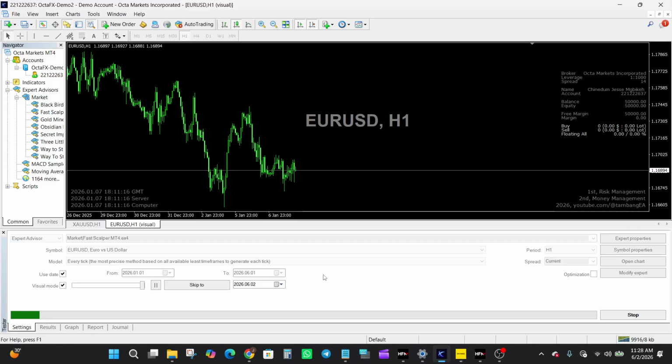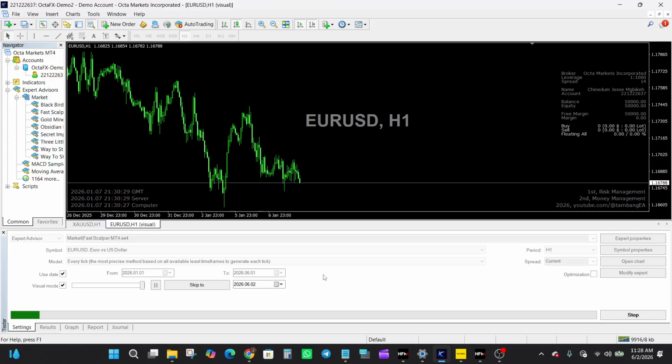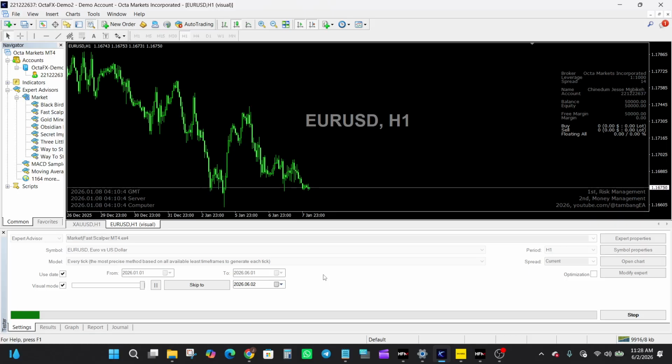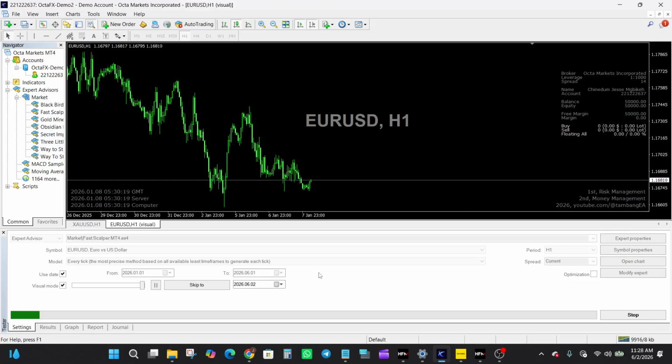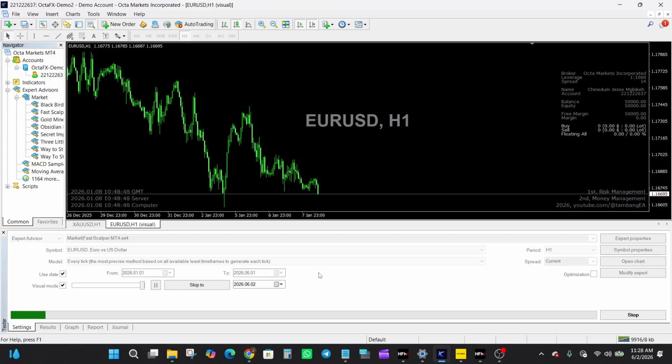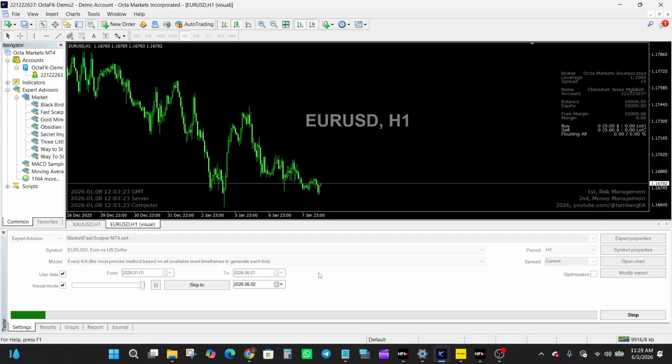Okay, so overall, the Fast Scalper presents itself as a technology focused expert advisor that combines currency strength analysis, neural network based decision making, real time adaptability, and risk management concepts. The historical results provide a useful starting point for evaluation, but thorough testing and optimization remain essential before considering any live deployment.